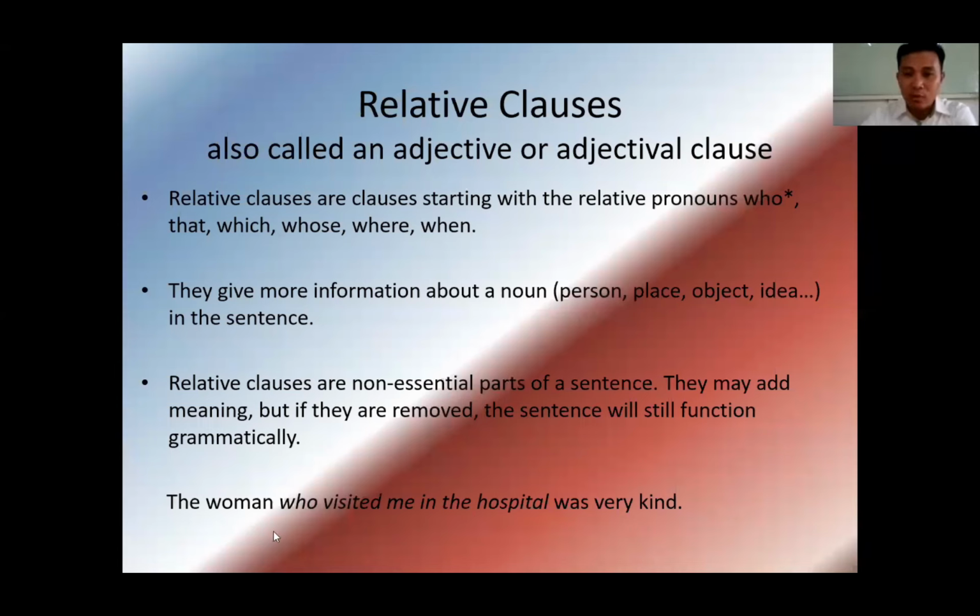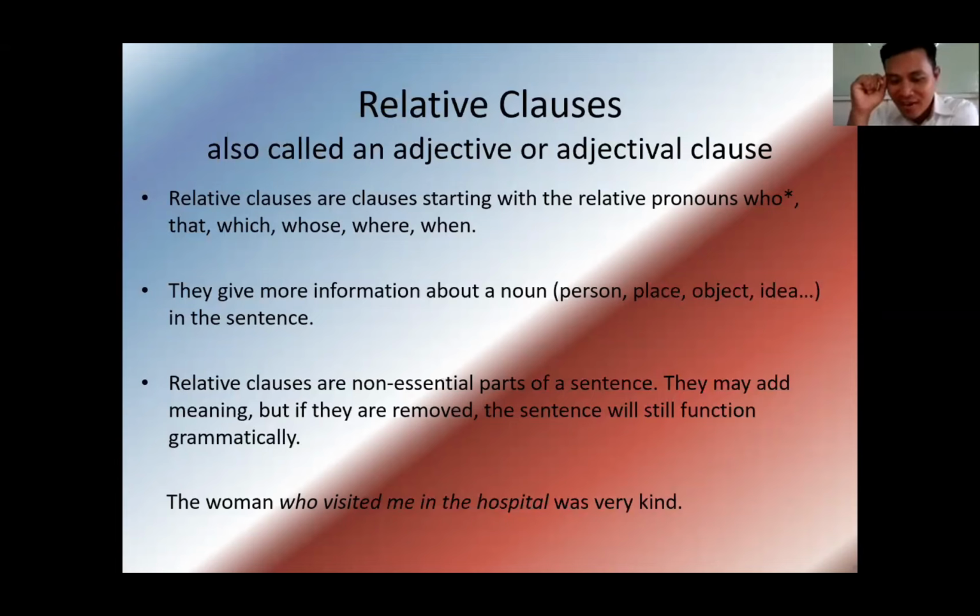Okay, so can you tell me which is the relative pronoun in this sentence? The woman who visited me in the hospital was very kind. Which is the relative pronoun? Who, sir? Who, very good. Yes, who. That's right. Who is a relative pronoun. And again, relative clause starts with a relative pronoun, right? Yes, a relative clause begins with a relative pronoun.